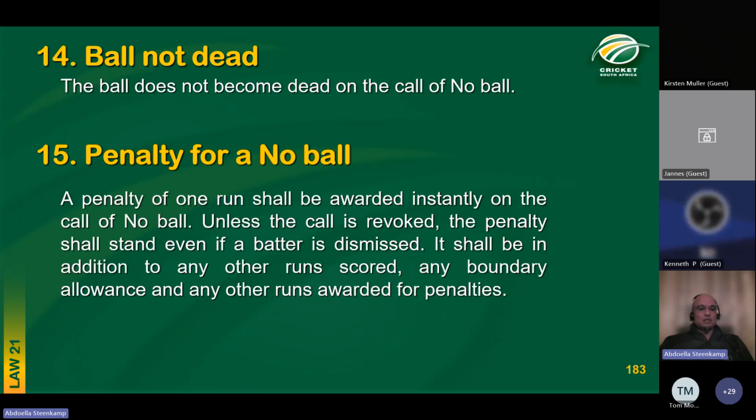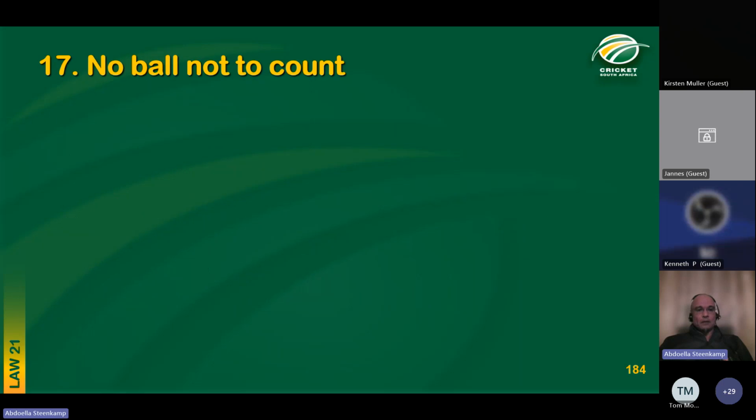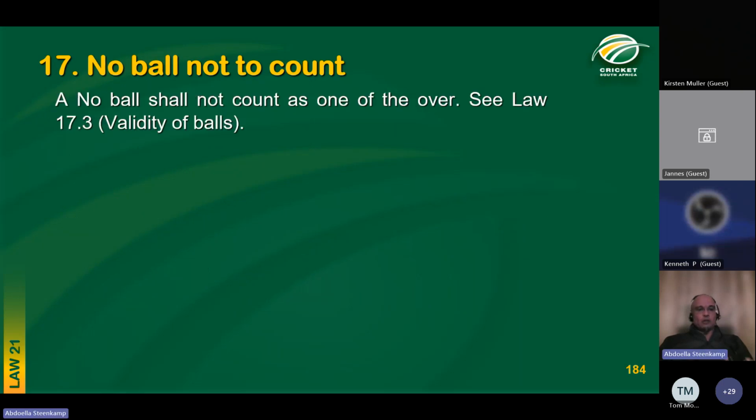When it comes to penalties for a no ball, law tells us that a penalty of 1 run is to be instantly awarded on the call of no ball. No ball does not count as 1 for the over.